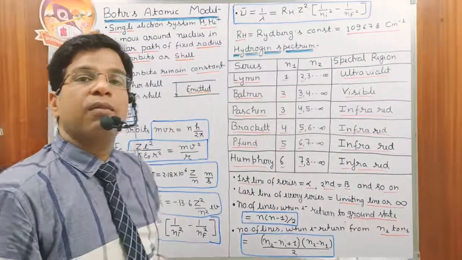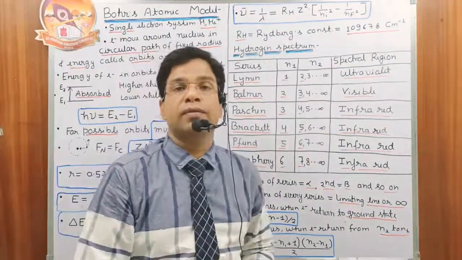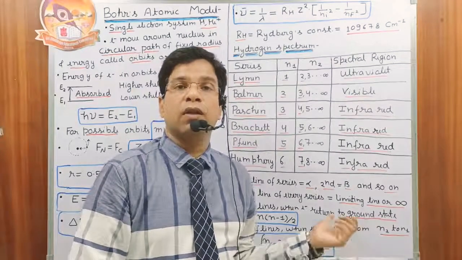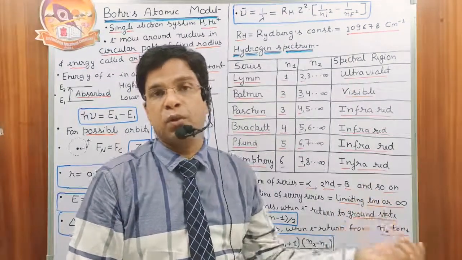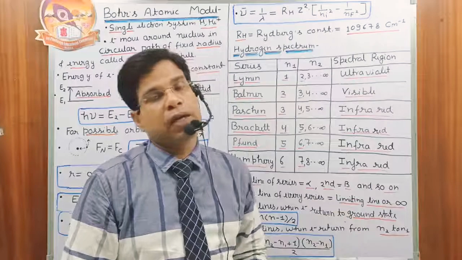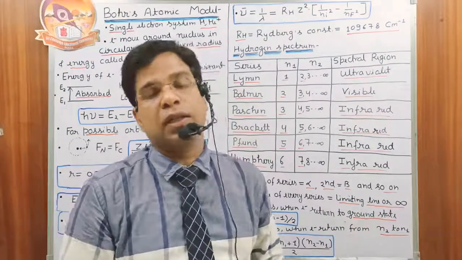Suppose an electron comes from 3 to 1, then how can we use this formula? 3 into 3 minus 1, which is 2, 2 into 3, that is 6 by 2, so 3 lines we have.